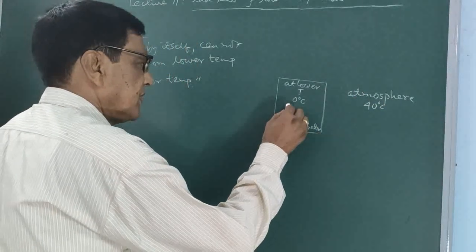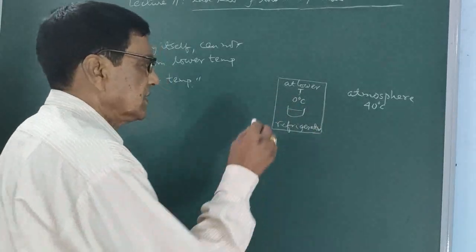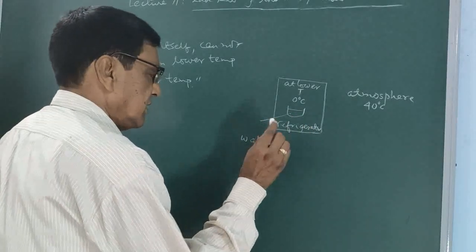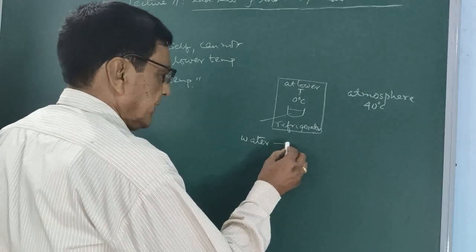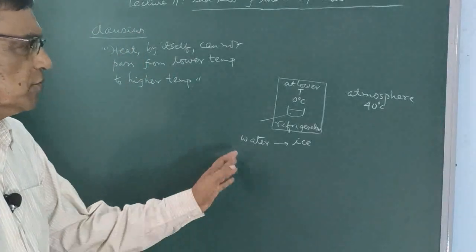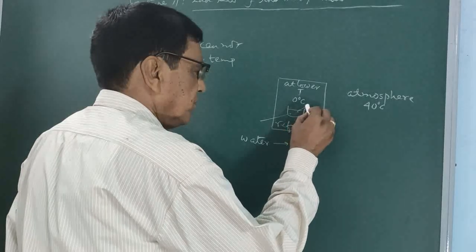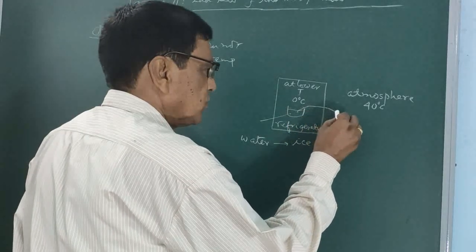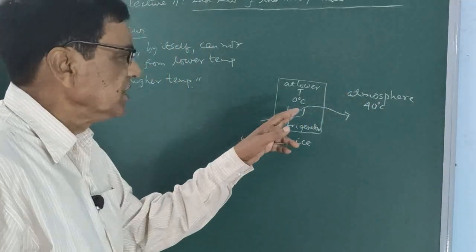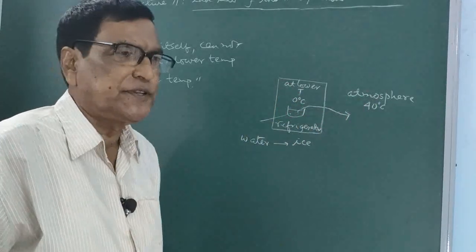If you keep some amount of water, this water will be converted into ice, and this heat extracted from this water will be thrown to this atmosphere from the lower temperature to higher temperature. So heat will pass from this lower temperature to higher temperature, not by itself.